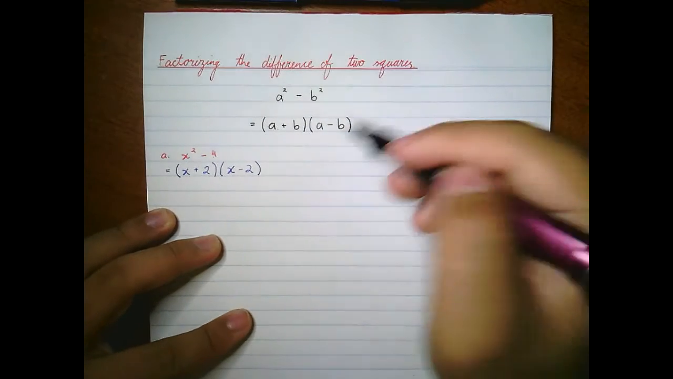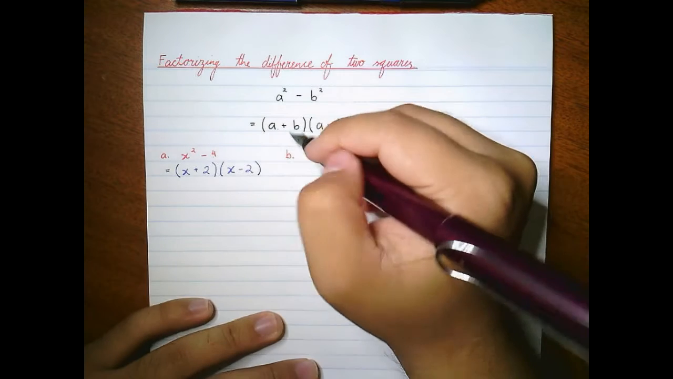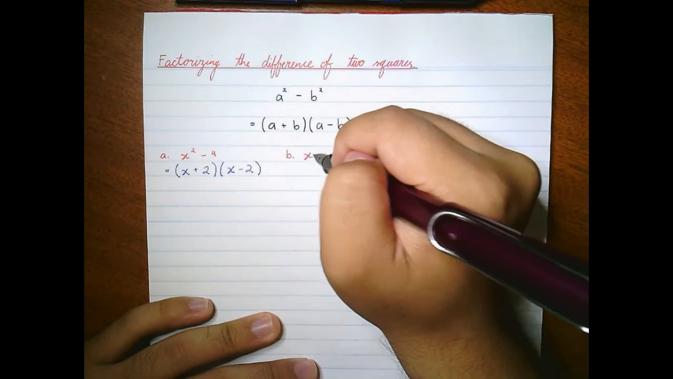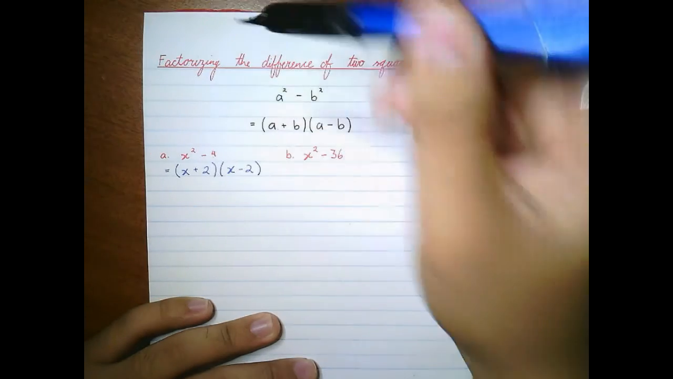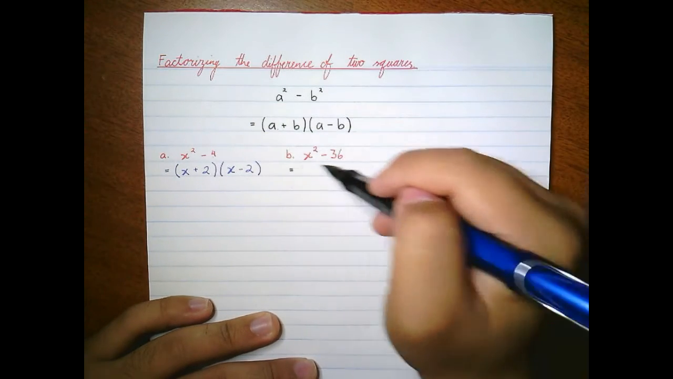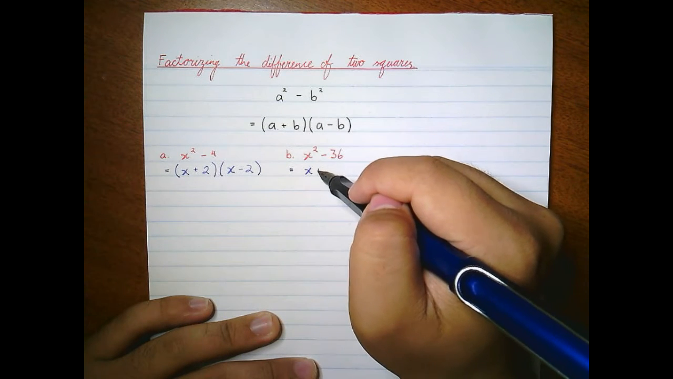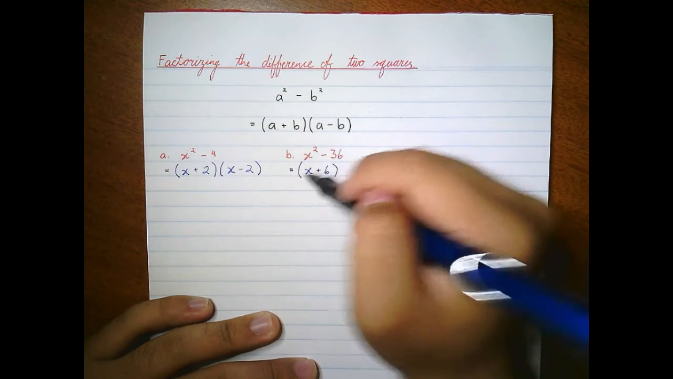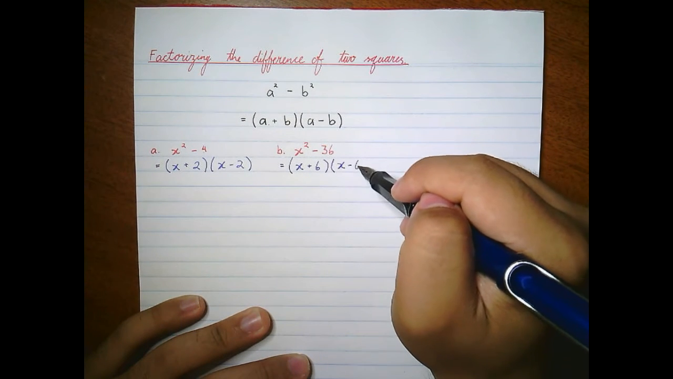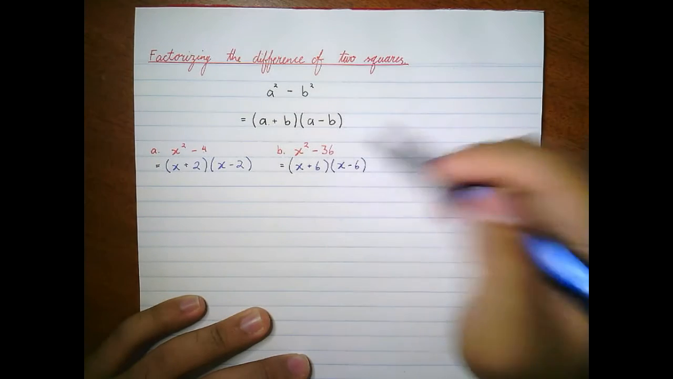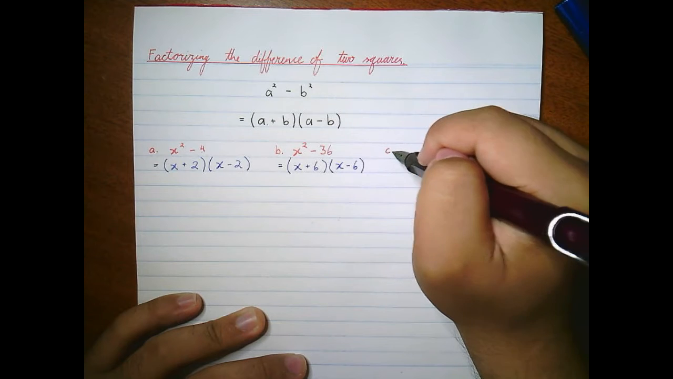If we had, take for example, x squared minus 36, that would factor into the square root of x squared, which is x, and the square root of 36, which is plus 6, and then we repeat the same thing, but this time with a minus, the difference of two perfect squares. Let's do a few more.